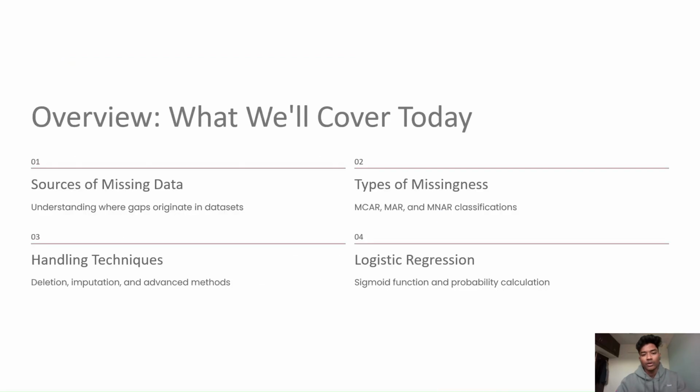So let's see what we'll cover today. First, why missing values occur, then different types of missingness, then methods to handle missing data, and finally we learn about logistic regression and how it predicts probabilities. So let's start with missing data, something all real-world data sets struggle with.